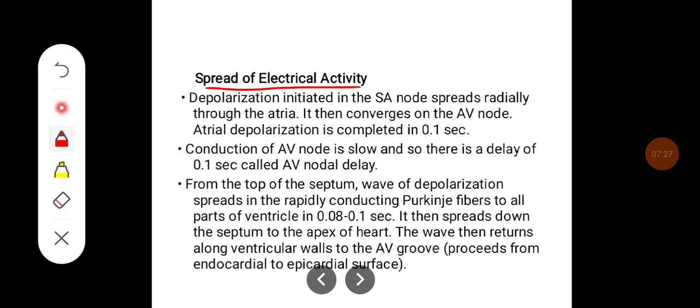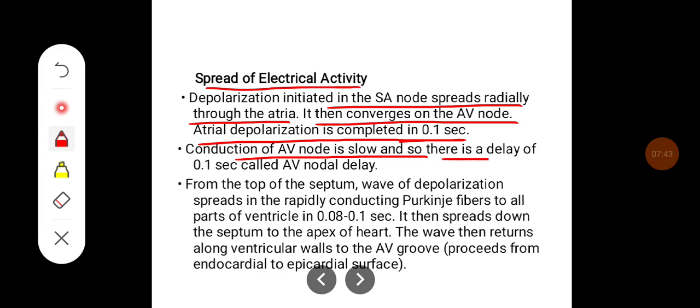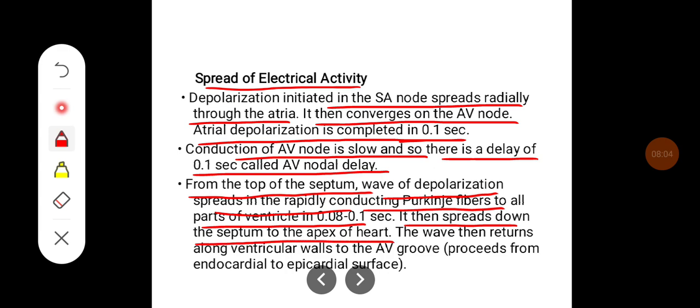Spread of electrical activity. Depolarization initiated in the SA node spreads rapidly through the atria. It then converges on the AV node. Atrial depolarization is completed in 0.1 second. Conduction in the AV node is slow, so there is a delay of 0.1 second, which is called the AV nodal delay. From the top of the septum, the wave of depolarization spreads in the rapidly conducting Purkinje fibers to all parts of the ventricle in 0.08 to 0.1 second. It then spreads down the septum to the apex of the heart.